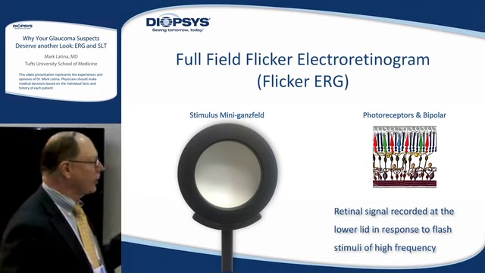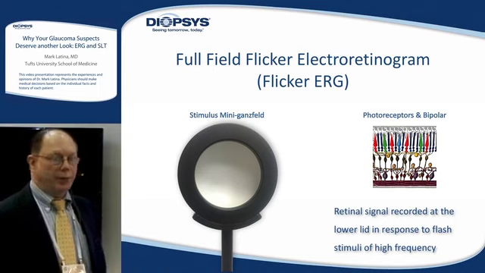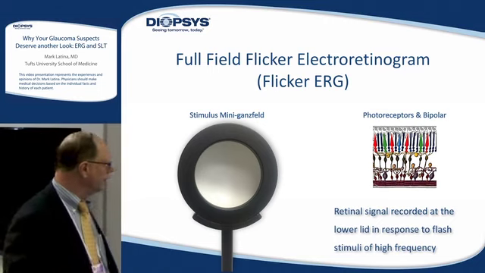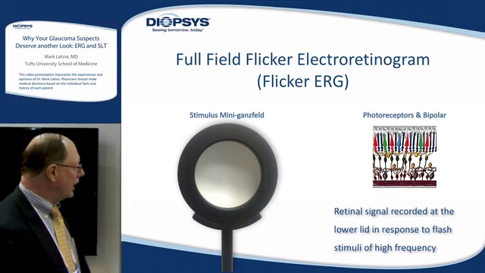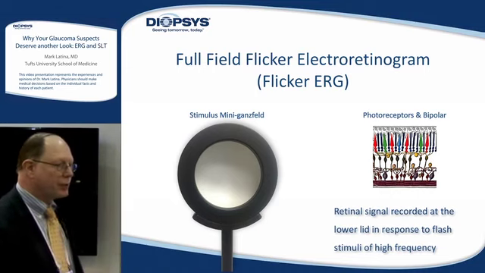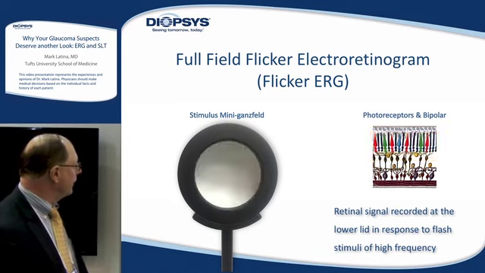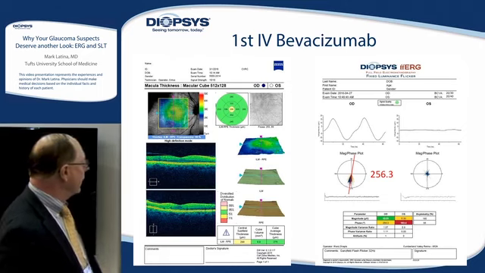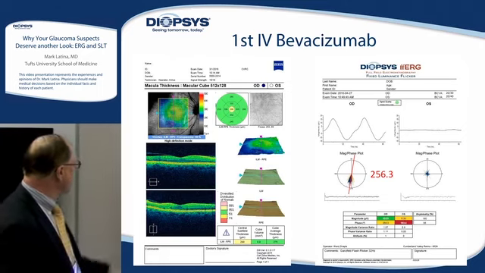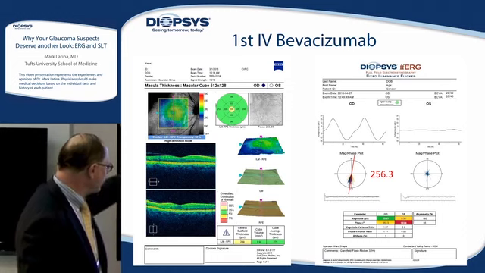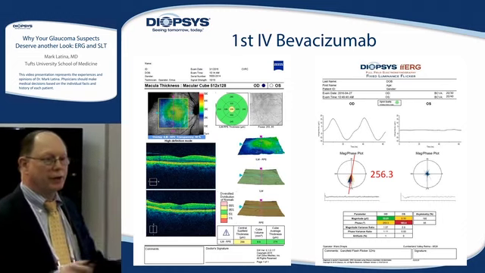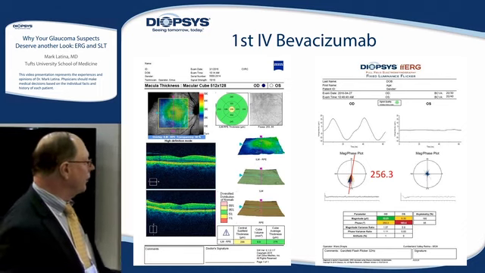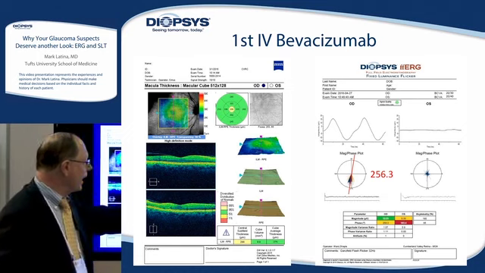They actually did a flicker ERG, a high intensity pulsed ERG, using the stimulated mini Ganzfeld, which they can talk to you about here. Again, the signal is recorded in the lower lid, similar to what we're doing with PERG. Again, it's a more high intensity stimulus. And what they found was, this is the OCT, which doesn't show any significant edema, but you're not looking at the edema in the periphery. You're only looking at the central macula. But they did the flicker ERG, and it showed this to be abnormal.